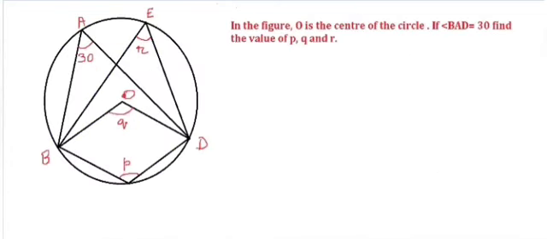Now we have another question. In this question it is given that this angle is 30. We need to find out the angles P, Q and R, and O is the center of the circle. Now we know that angles on the same segment are equal. Here, if I am taking BD, BD is making angle 30 here and BD is same making angle R here. So I can write R equals 30 degrees, angles on same segment.